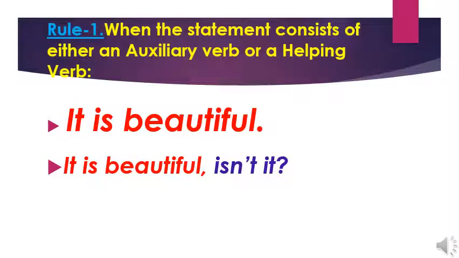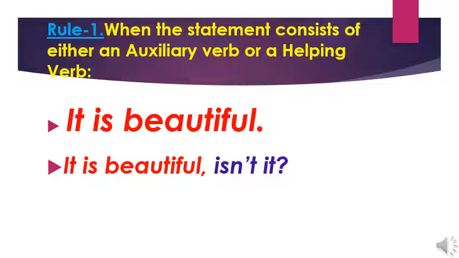Let us see the first way of writing a question tag, when the statement consists of either an auxiliary verb or a helping verb. So, in this one, the first example I have taken is "It is beautiful." In this, "is" is the helping verb and it is acting as a main verb here. We are going to keep a comma after the statement. So, it has ended with a full stop. You have to rewrite the sentence once again and place a comma after the statement.